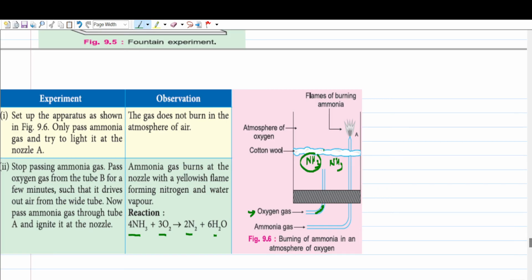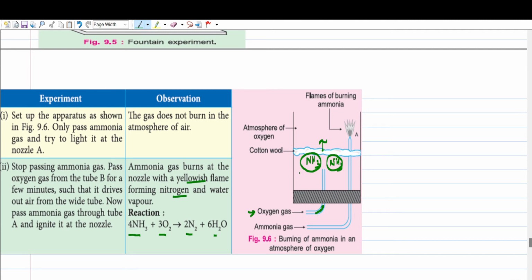This ammonia gas and oxygen, they are here, so they react, and you get a yellowish flame of nitrogen, and along with this vapors are formed. So this proves that if there is ammonia gas alone, then burning will not take place. Burning only takes place when there is ammonia with oxygen.